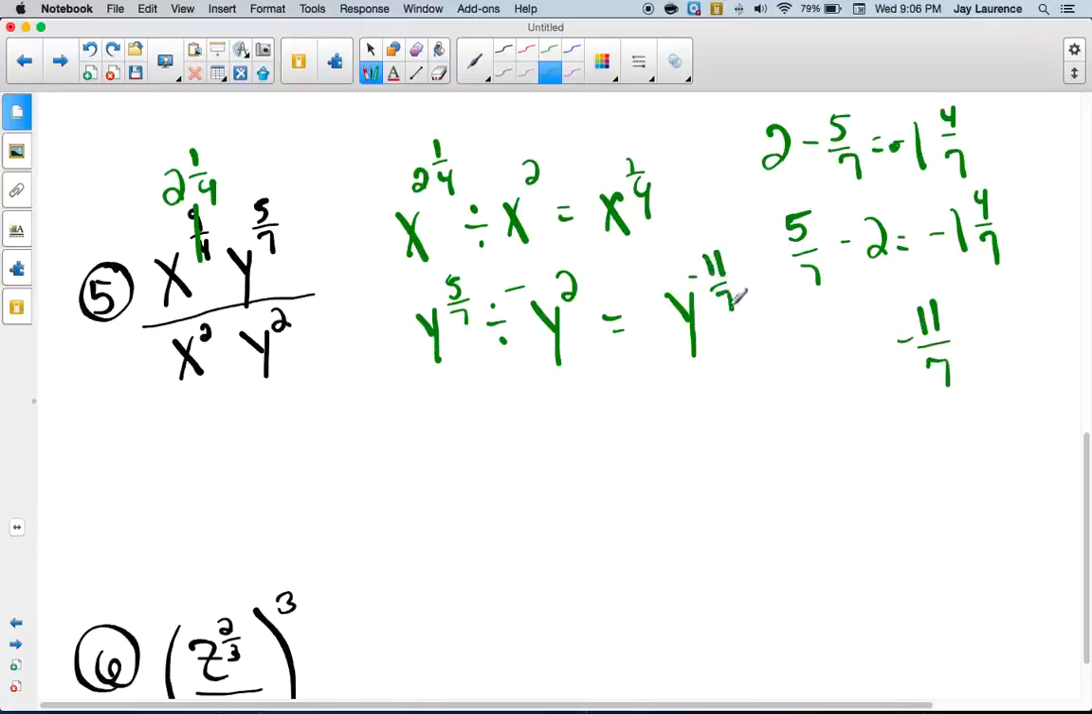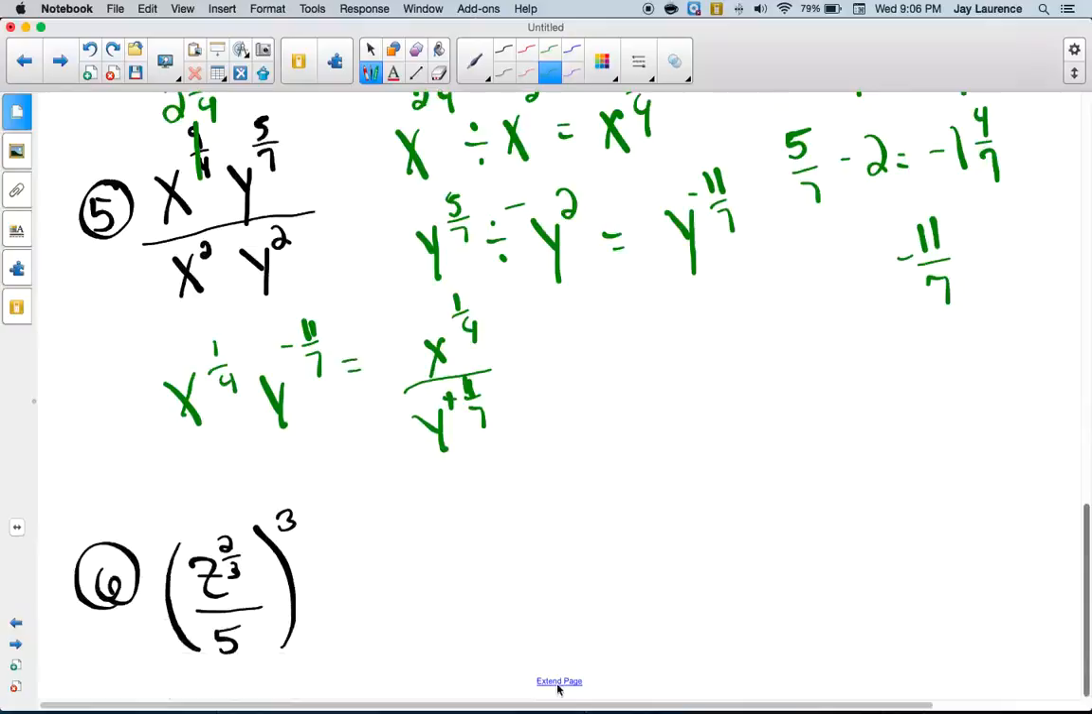All right. So right now my answer looks like this. I've got x to the 1/4 and then y to the negative 11 sevenths. I'm going to get it so I only have positive exponents. And then y is going to equal negative 11. Oh, positive 11 sevenths because I moved it to the denominator. And there you go. All right, one more example.